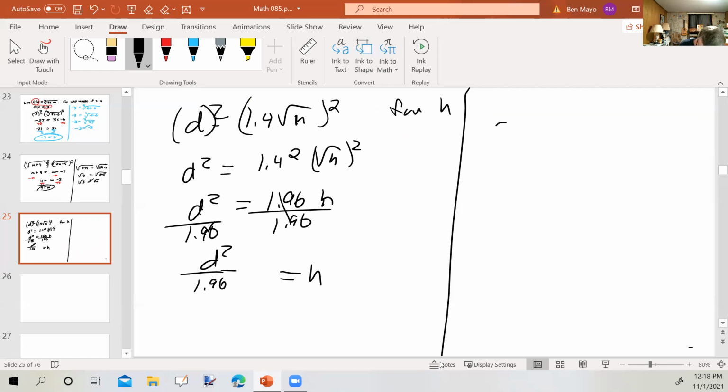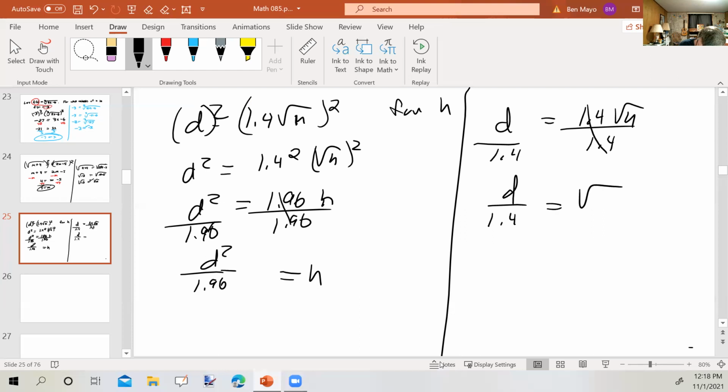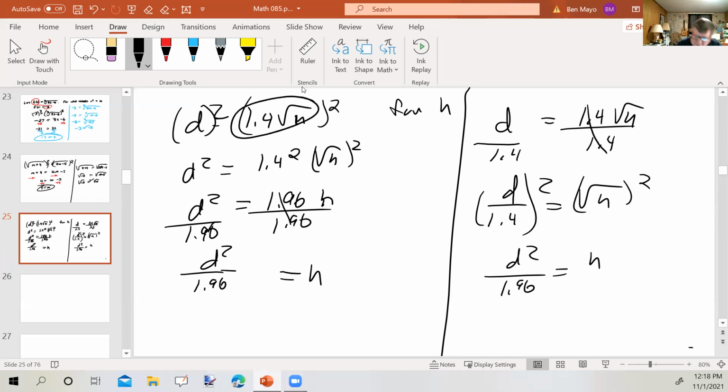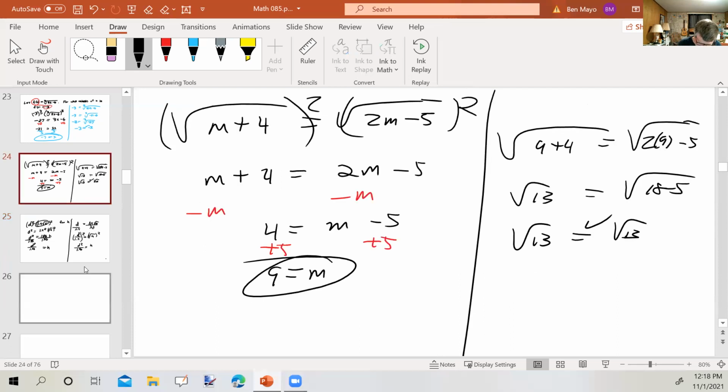I can also do it this way. Divide both sides by 1.4 to start with, and then square both sides, and I get d squared over 1.96 equals h. But this whole term has a radical in it. So I don't have to isolate just the radical part, but I have to make sure I have just one radical term. Okay. Let's see.